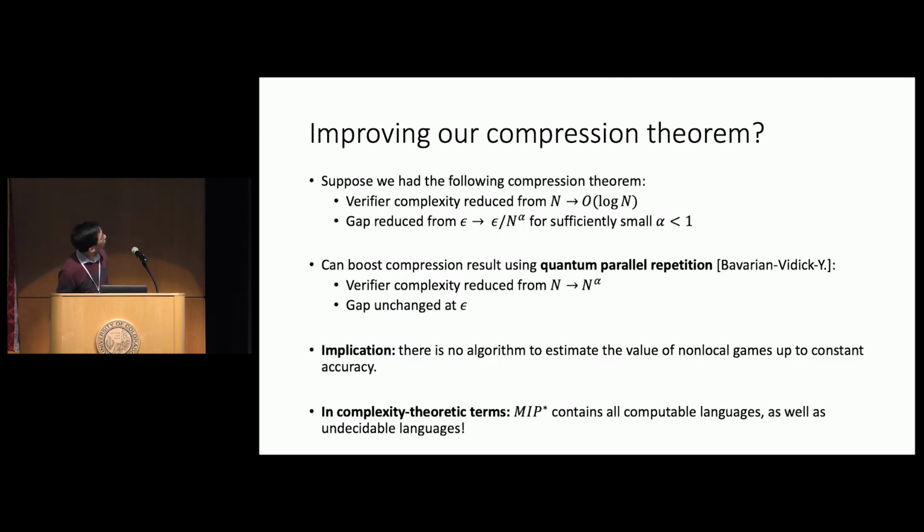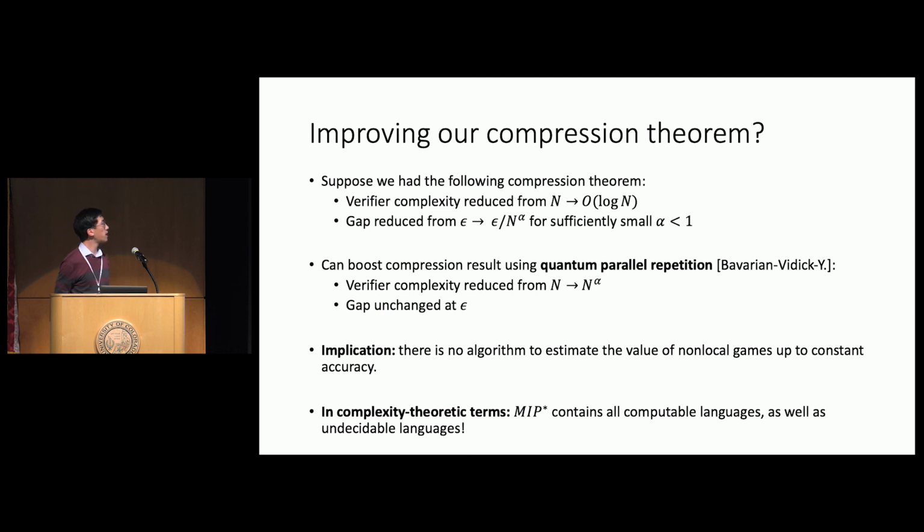So suppose we had the following compression theorem where the verifier was shrunk exponentially, but the gap was reduced by a milder amount. So it went from epsilon to, say, epsilon divided by n to the alpha. Think of alpha as like, say, 0.9 or something. Then it turns out we can actually boost this compression theorem to something that's much better, where the verifier still gets reduced from, say, n to the epsilon, but the gap stays unchanged.